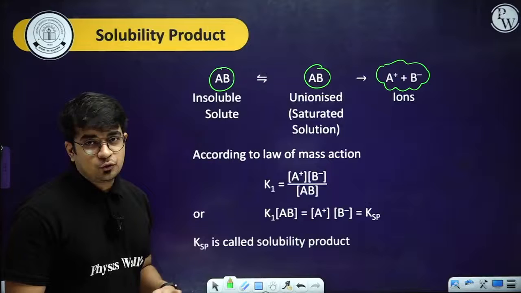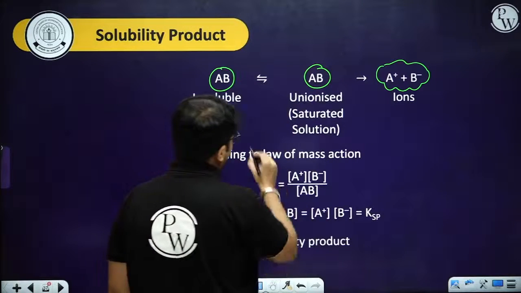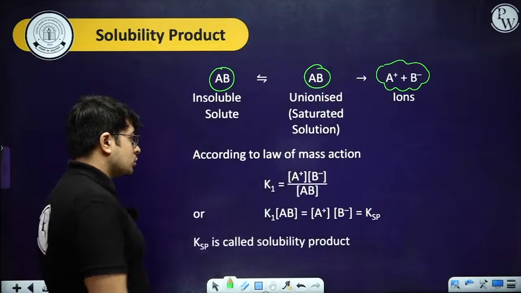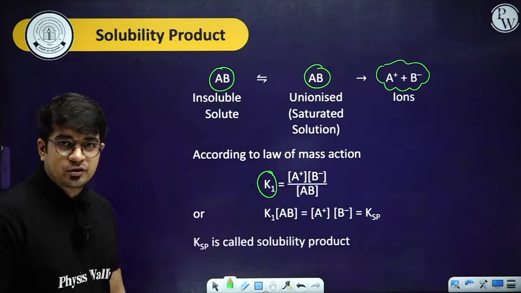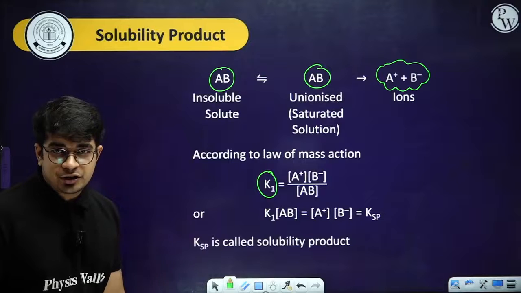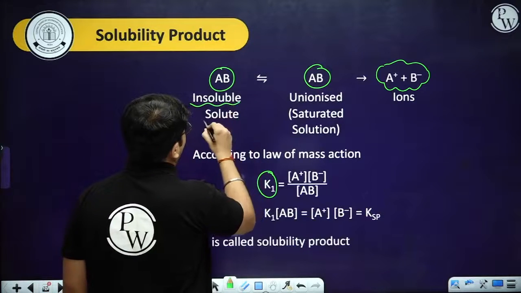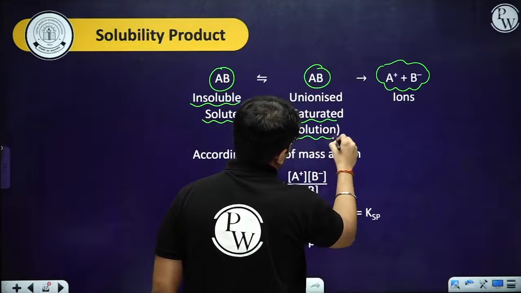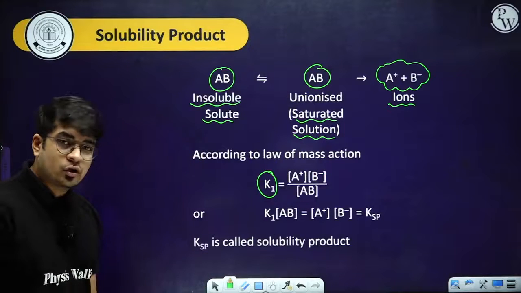Now if I'm using the law of mass action in this entire case, because this reaction represents a reversible type reaction, K1, a constant, will be equal to the concentration of A positive times B negative divided by AB. Although AB is not going to change, because we are talking about the insoluble part which is converting into a saturated solution, and then it's converted into ions. So this AB is going to remain constant.